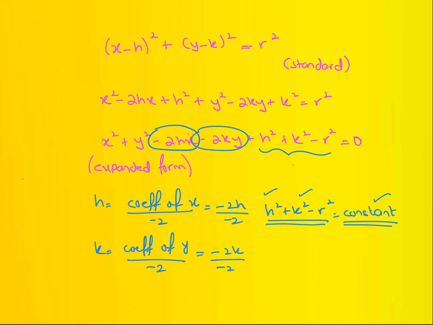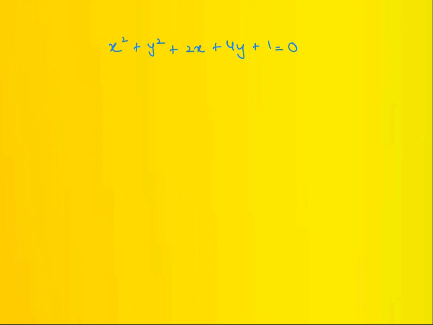Let's take one example of this. Now let's say this is the equation we have. This is not the standard form, this is the expanded form. Given this form, we have to find the center and the radius. Now if you remember the shortcut, I can use the coefficient of x, which is just 2 upon minus 2, that is minus 1. So h is minus 1. For k, I can use the coefficient of y, which is 4 upon minus 2, that's minus 2. So h comma k is minus 1 comma minus 2.